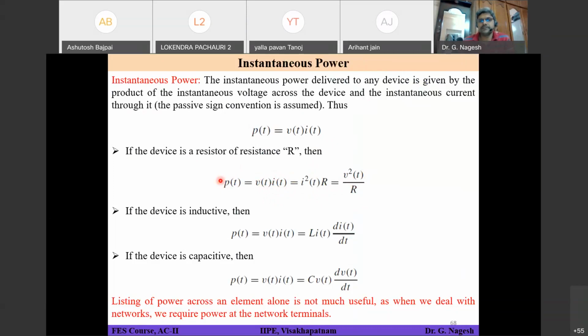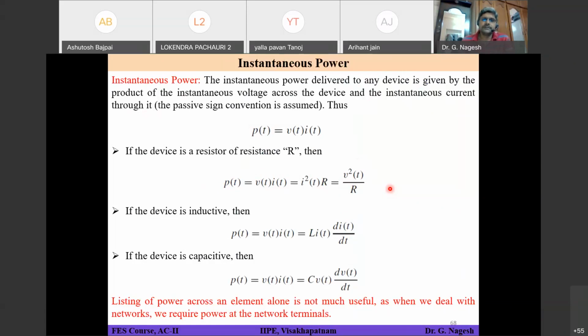So this is called the instantaneous power, which is a function of time. You can use I square of t into R or V square of t divided by R for power drawn by the resistor. Always remember the passive sign convention should be satisfied. According to that only you will get this V of t and I of t.